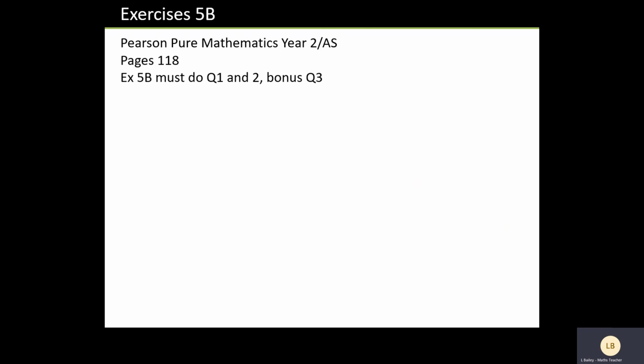Okay, so what I would like you to do now, if you could have a go at exercise 5B, questions 1 and 2, and the bonus question 3. There's nothing that you've not seen before. The only difference is that all your angles are now in radians, whereas they were in degrees before.